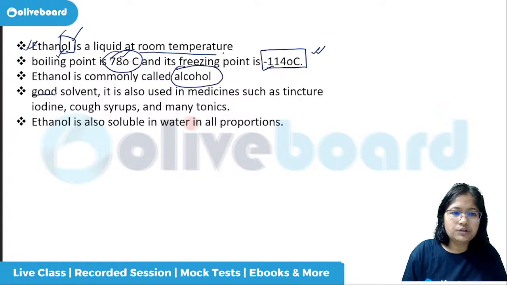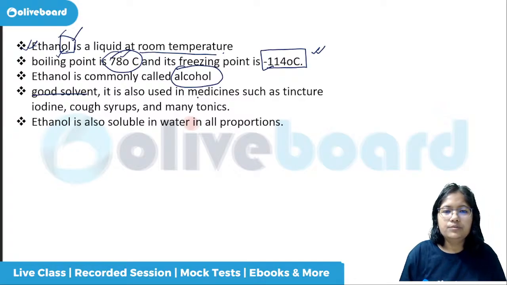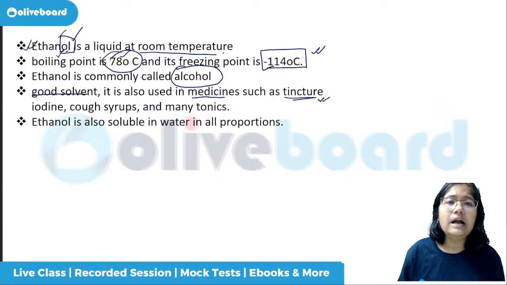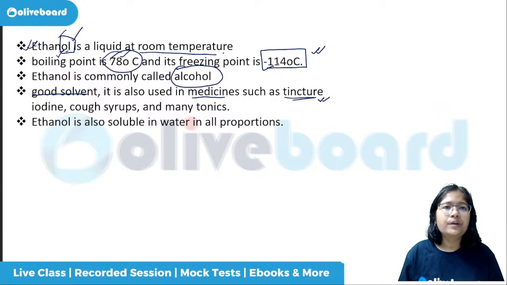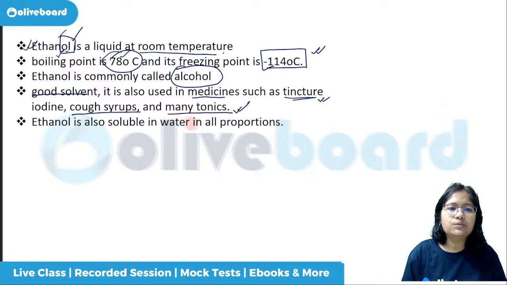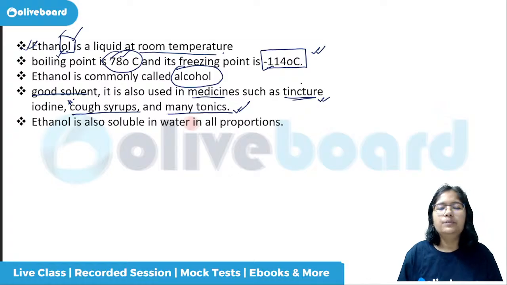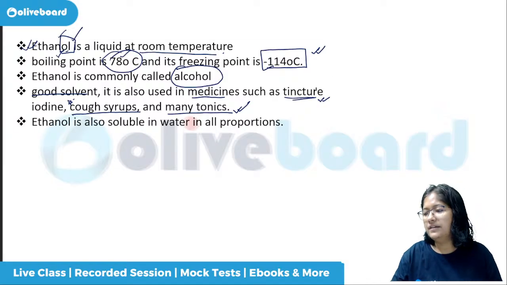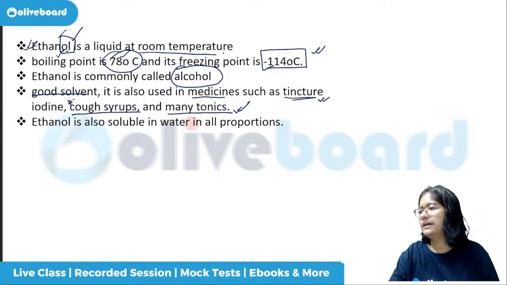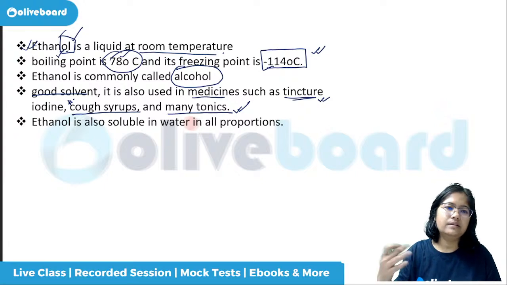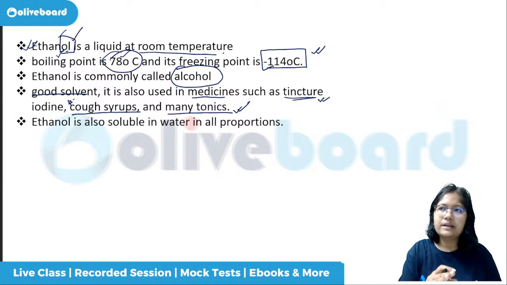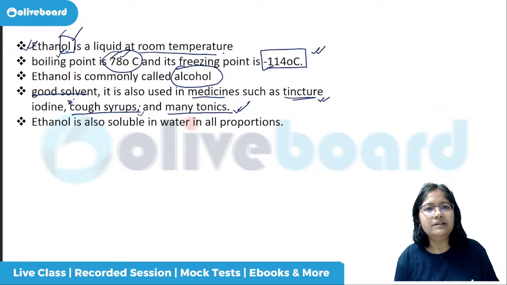Good solvent, used in medicines such as tinctures, iodine tincture, etc. Okay. Then cough syrups and many other tonics as well. That's why many cough syrups will give that sleepiness effect. If somebody takes a cough syrup, then there can be this sleepiness. That's why it is prescribed to take the cough syrup at night time, because it can make a person feel drowsy. Okay.